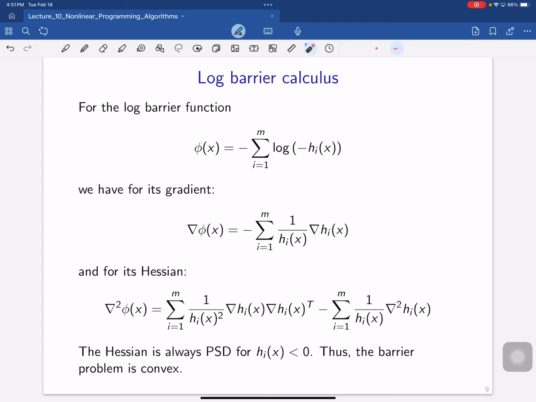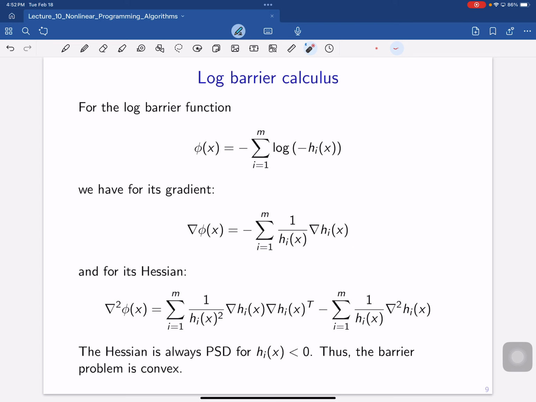Again, this phi is the minus log of minus h_i(x), with a summation here, but now I'm removing the t because 1 over t is a constant. It doesn't matter that much. So what is the gradient of this log function? In order to calculate the gradient, you can use the chain rule. You have a log of minus h_i(x) here. When you take the derivative, the derivative of log x is 1 over x. And now using the chain rule, you get 1 over h_i(x) times the gradient of h_i(x).